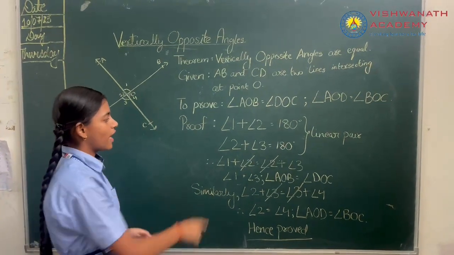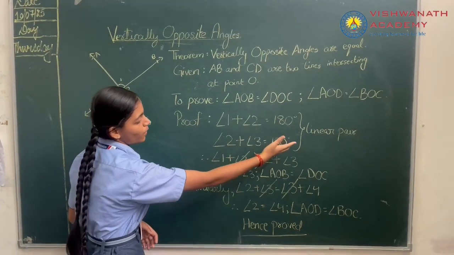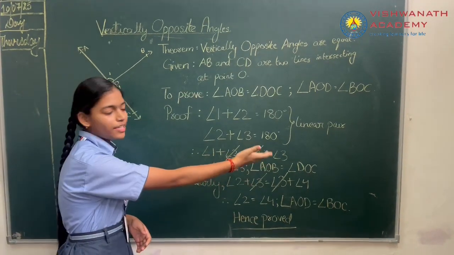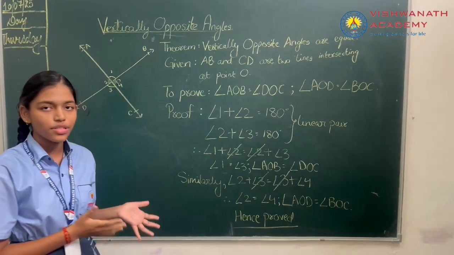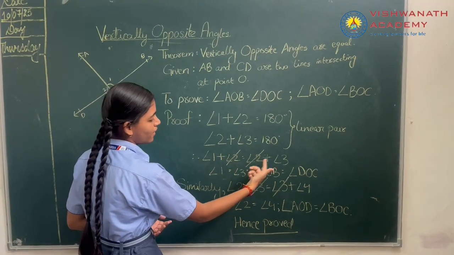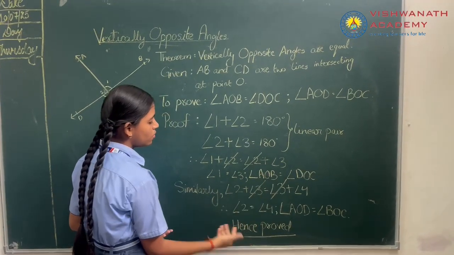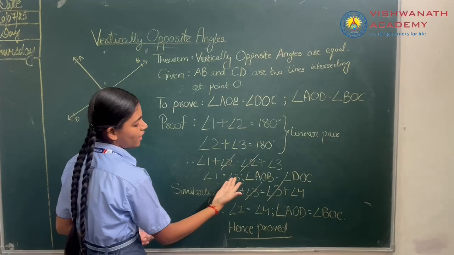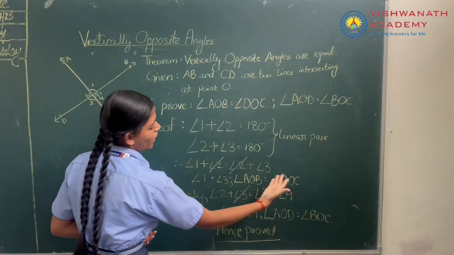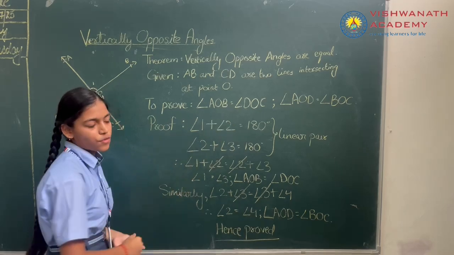Here we have angle 1 plus angle 2 is equal to 180 degrees, and angle 2 plus angle 3 is equal to 180 degrees, by linear pair. So when we substitute these values, we get angle 1 plus angle 2 is equal to angle 2 plus angle 3. We will cut both the angles 2. Then we get angle 1 is equal to angle 3. Therefore, angle AOB is equal to angle DOC. That was what we had to prove.